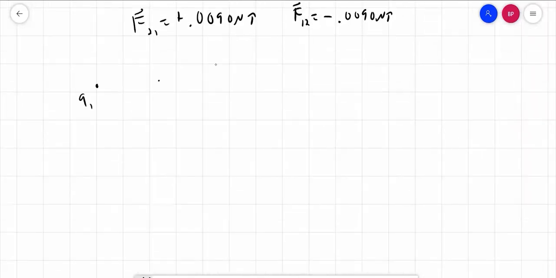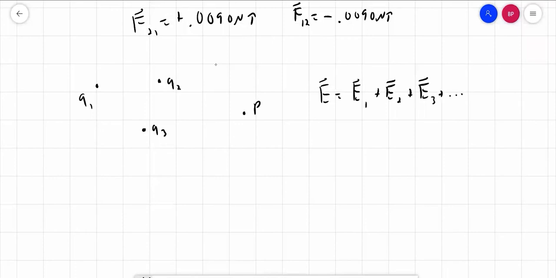If you've got a whole bunch of point charges and maybe you want to know the electric field here, well, the total electric field is the electric field due to charge 1 plus the electric field due to charge 2 plus the electric field due to charge 3 plus however many charges you have. And the force obeys the exact same thing. So for instance, the force on charge 3 is the force due to 1 plus the force due to 2. And if you had more charges, you would just keep adding forces.